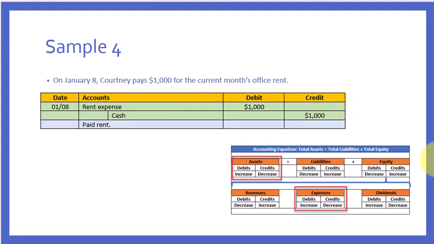All right, on January 8th, Courtney pays $1,000 for the current month's office rent, okay? So she is essentially paying an expense in cash, okay? So we need to increase our rent expense. So if we look down here in our debit and credit table, we can see that expenses are increased with a debit. And she paid in cash, so we need to decrease the cash account. All right, so cash is an asset. We are going to credit to decrease cash. Debit rent expense, credit cash for $1,000, and the description, paid rent.